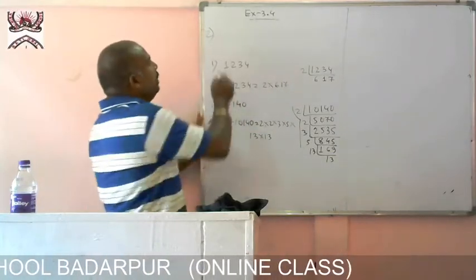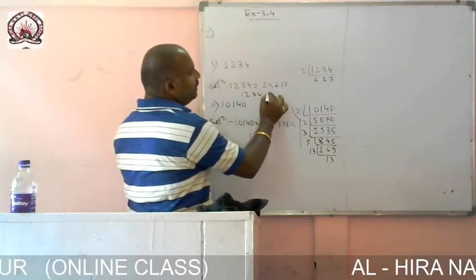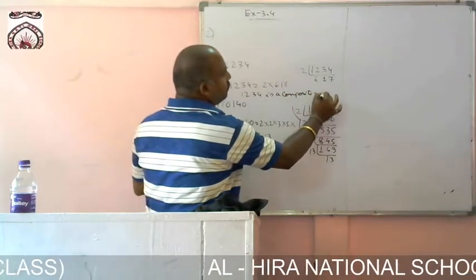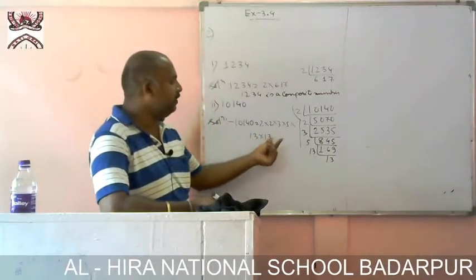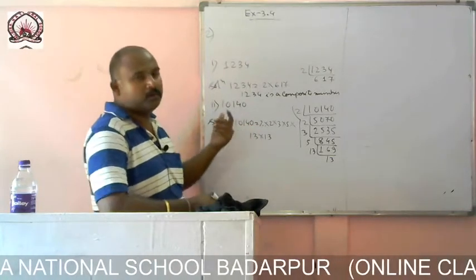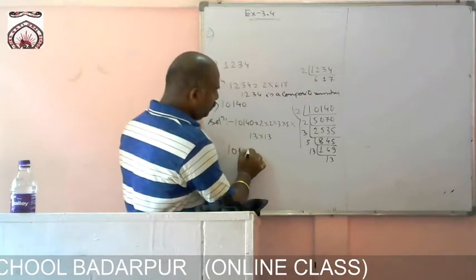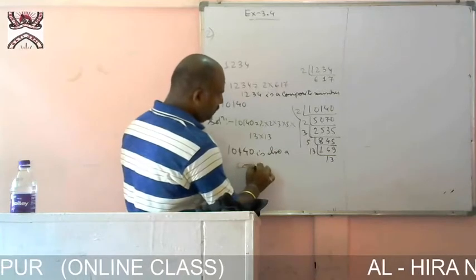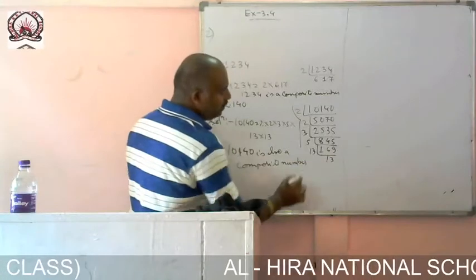So 1234 is a composite number. Similarly, we get the factors 2, 3, 5, 13, then 1 will be there, and 10140 itself will also be present. So 10140 is also a composite number. Clear?